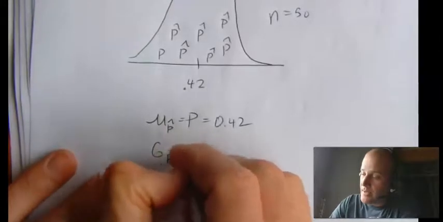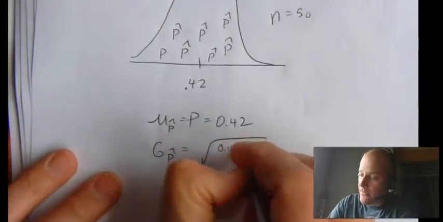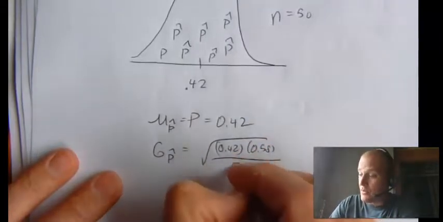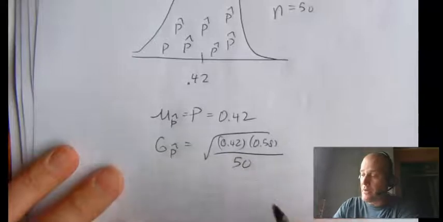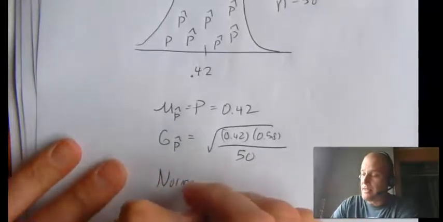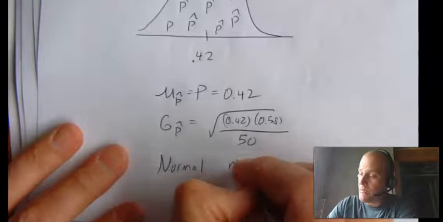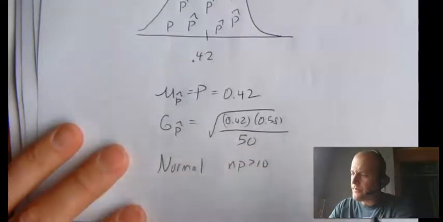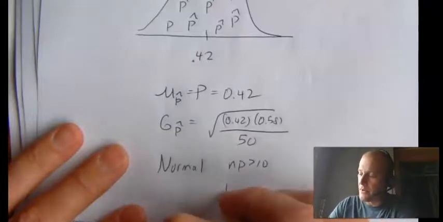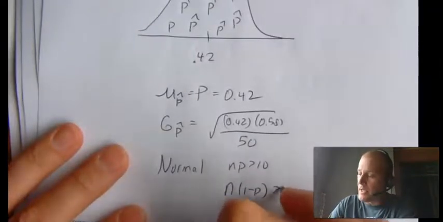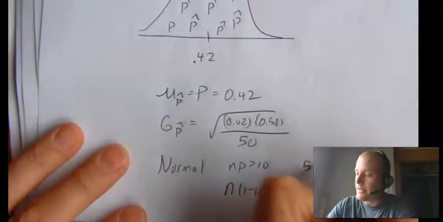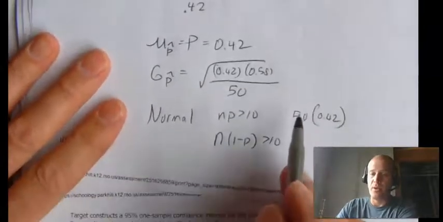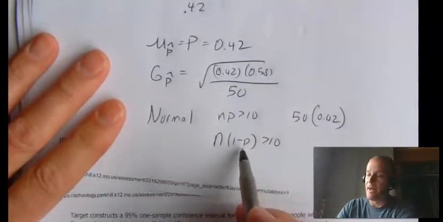The spread is the standard deviation, which is the square root of 42% times 58% all over the sample size. And then we need to talk about, is this normal? Yes, it is. It's normal because np is greater than 10. In this case, 50 is the sample size, and p is 42%, so np is 17, which is more than 10, and so is the complement.